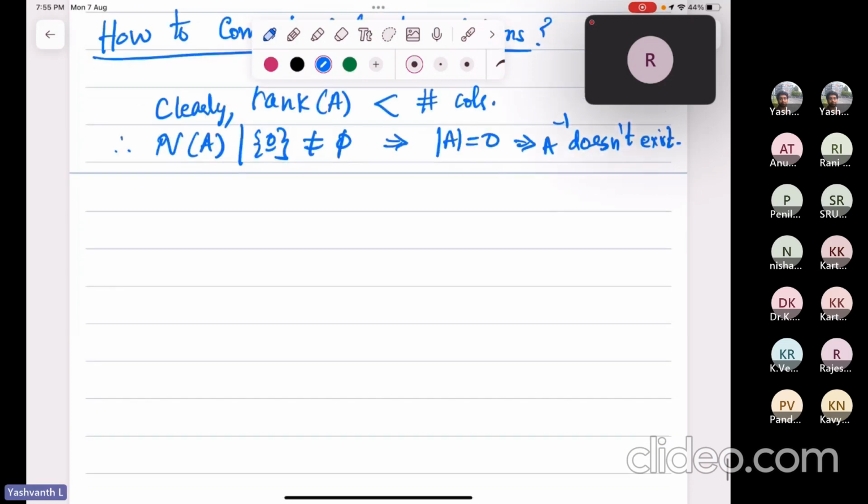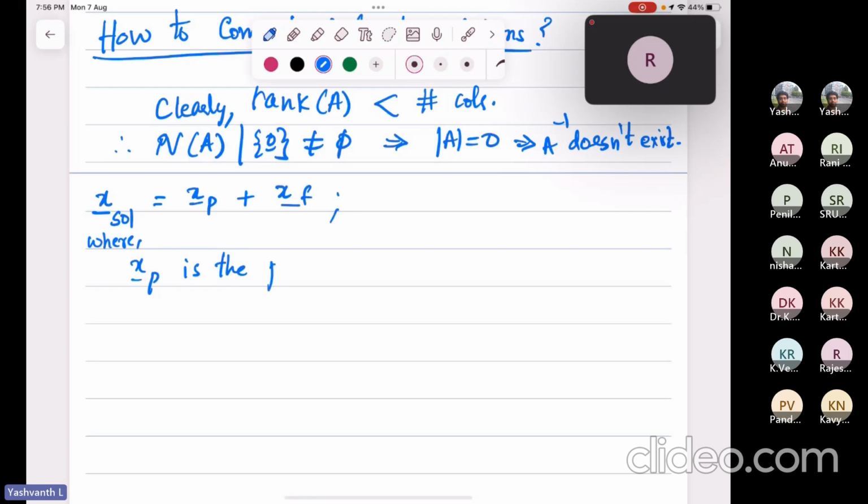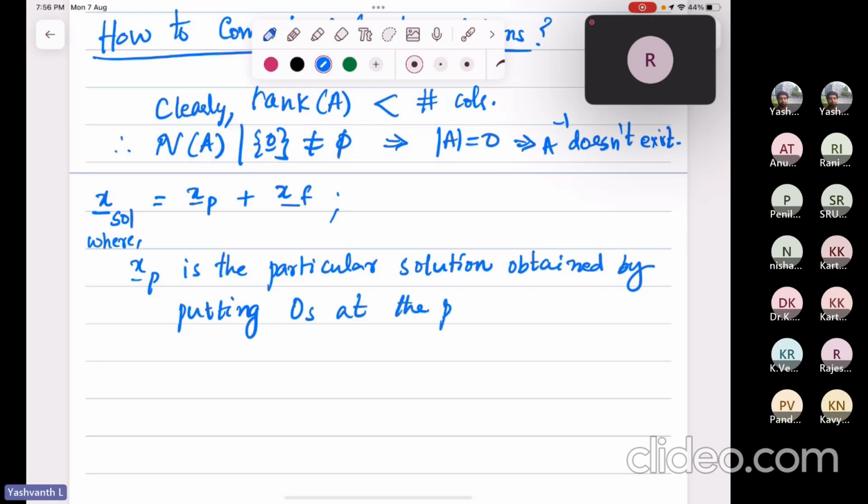Okay. So now I'm giving you the solution. The solution to this consistent system, which has infinitely many solutions, is given by two components, called XP plus XF, where XP is the particular solution obtained by putting zeros at the positions corresponding to non-pivot columns. I'll explain by an example what I mean by this.